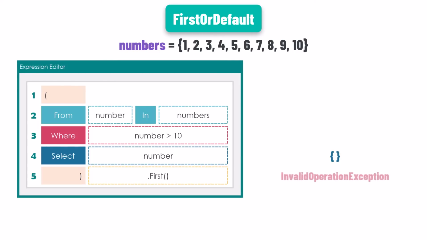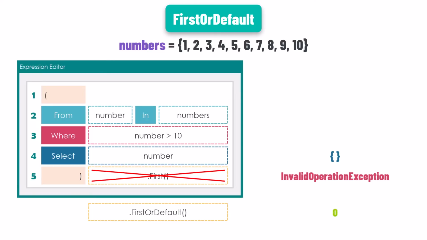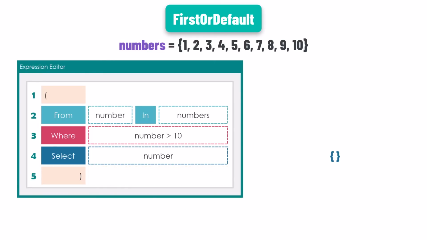Applying First will throw an invalid operation exception, while using the first overload of FirstOrDefault will yield 0, the default integer value. And in case I am using the second overload of the FirstOrDefault method in this way, I will get the number 99 as result, which is the default value I added. This is the difference between both methods.